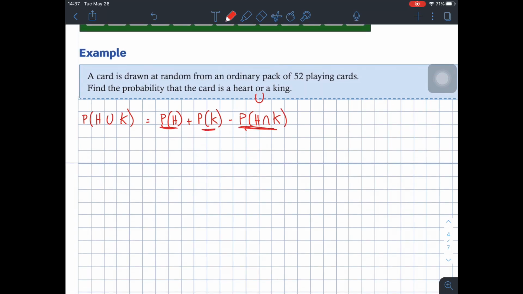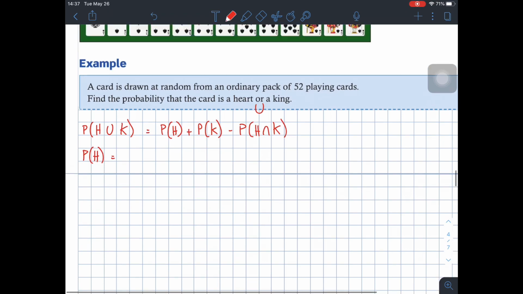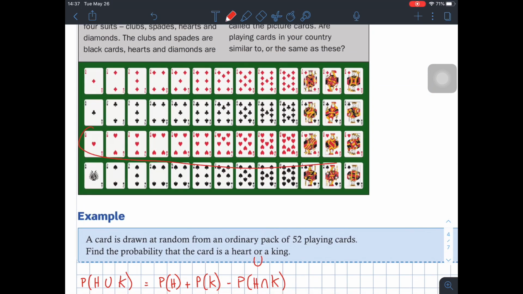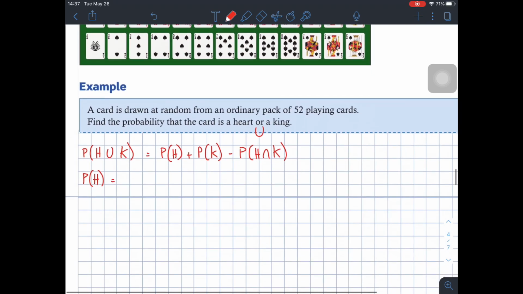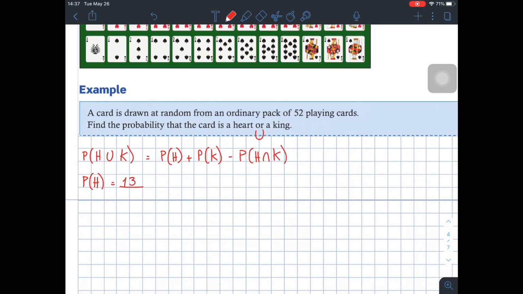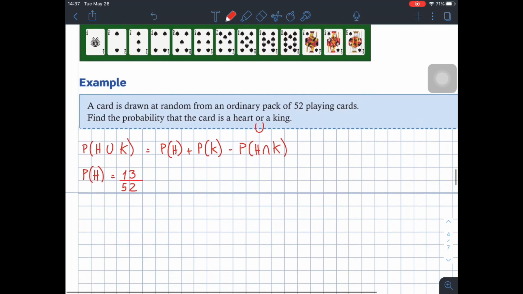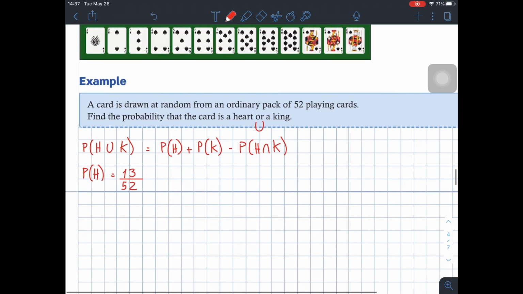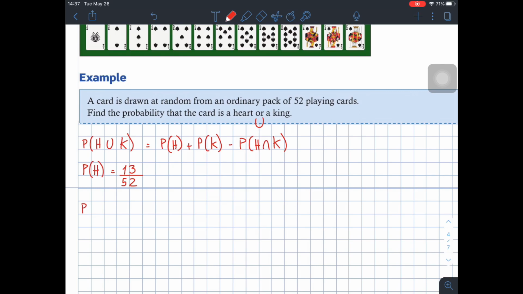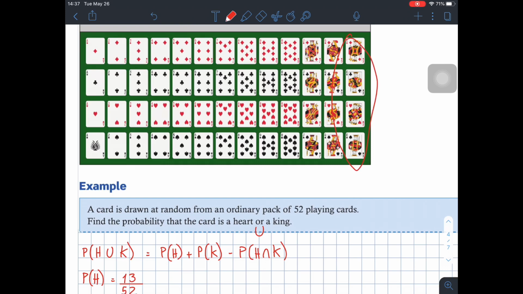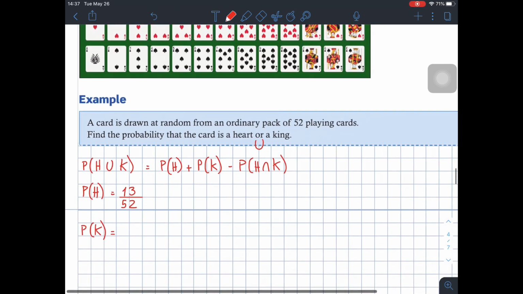What is the probability of obtaining a heart? The probability of obtaining a heart in a deck of 52 cards is, if you take a look here, there are 13 hearts, right? So it's 13 out of 52, which is the universe. We cannot simplify this as 13 is a prime number. Then we need to find the probability of kings. We know that there are 4 kings in the deck of 52 cards, so 4 out of 52 is the probability of obtaining a king.